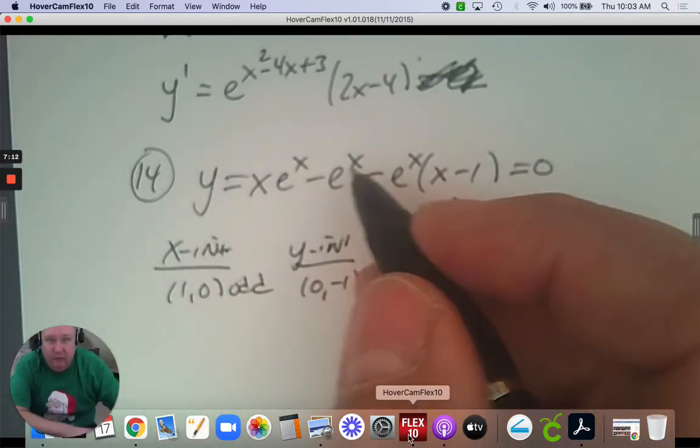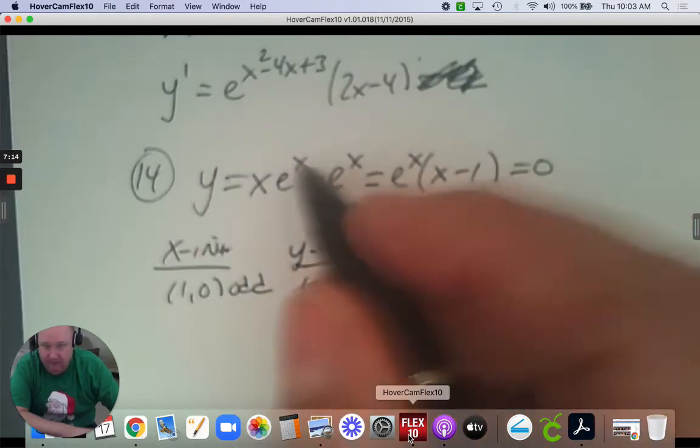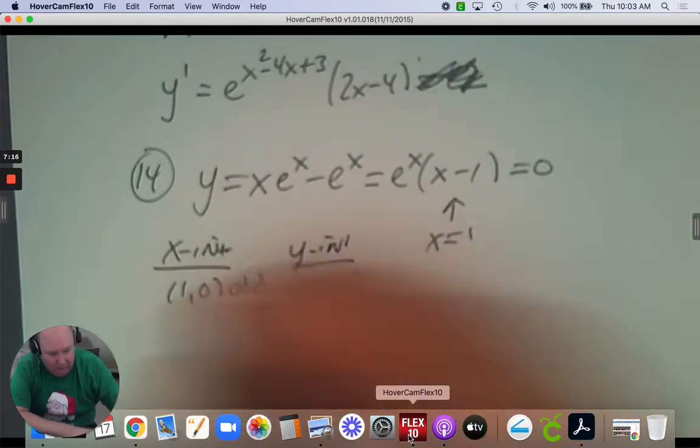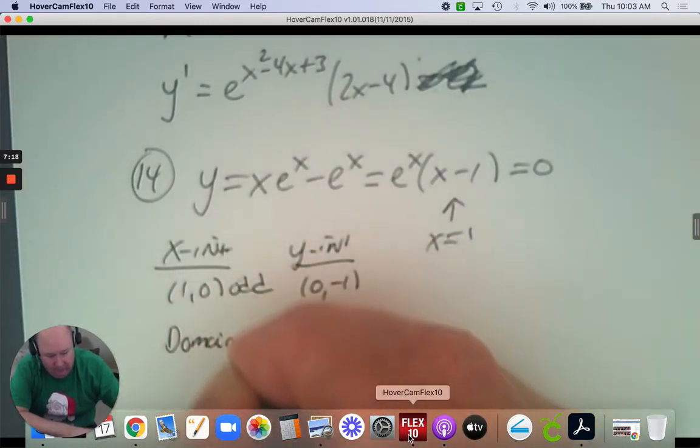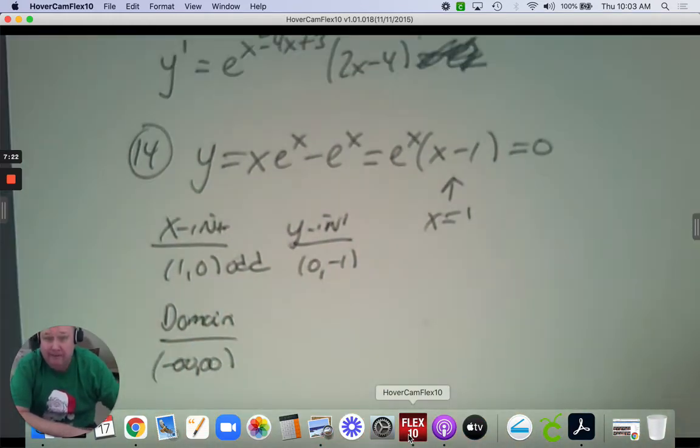Are there any restrictions for an exponential? No, positive, negative, or 0. So the domain is all real numbers. There's no holes or breaks or jumps or asymptotes. The range, they didn't even ask for the range.